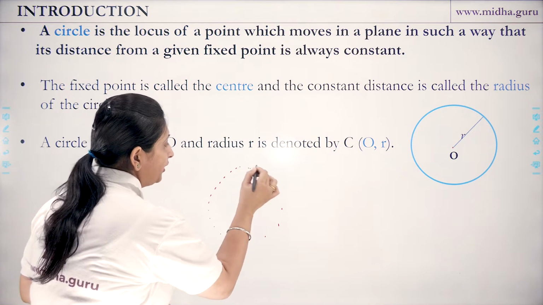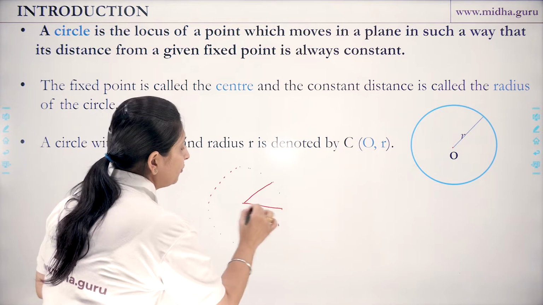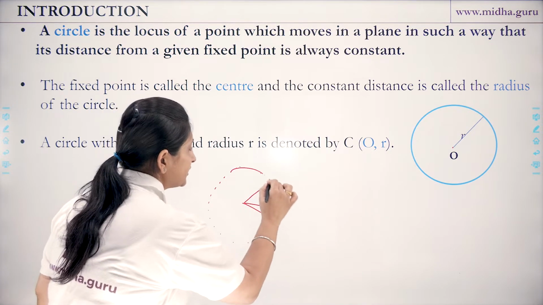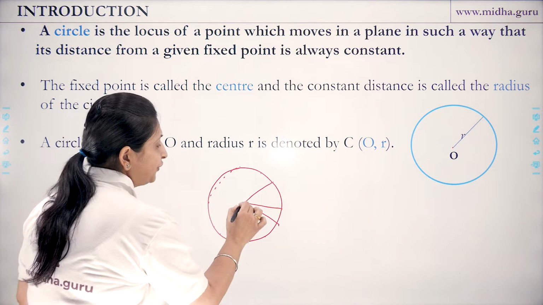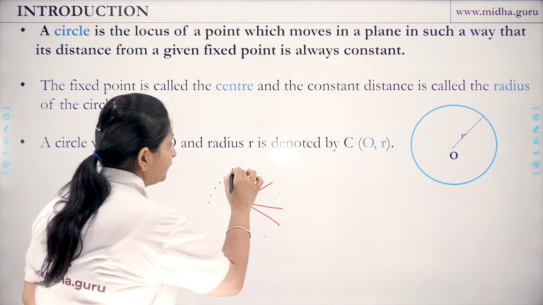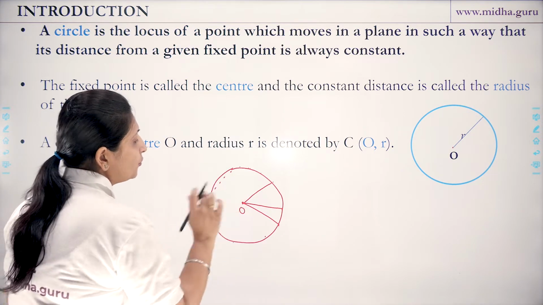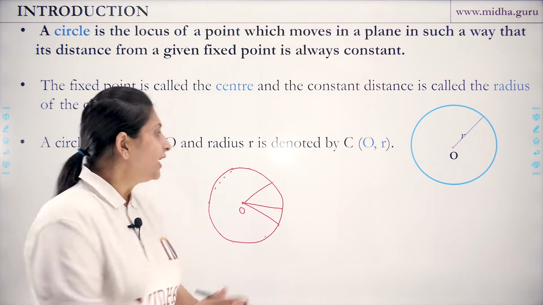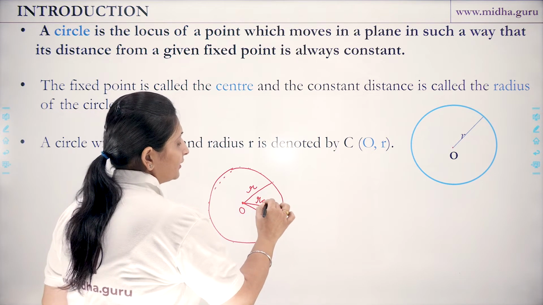This is a moving point. This moving point is at constant distance from a fixed point. So this path traced is the circle. This fixed point is called the center of the circle, and this constant distance is the radius of the circle.